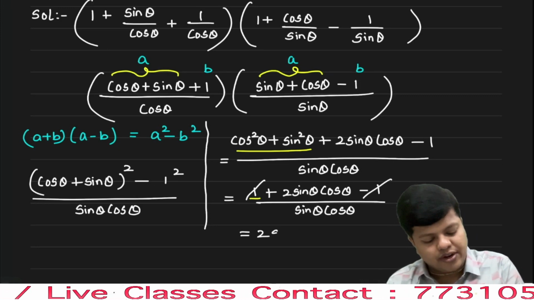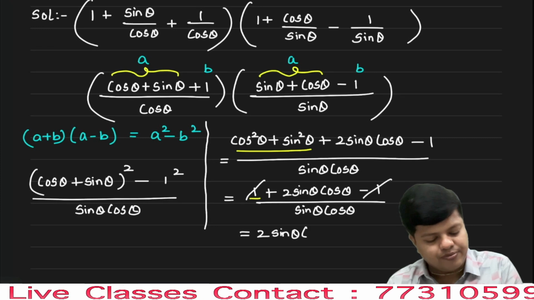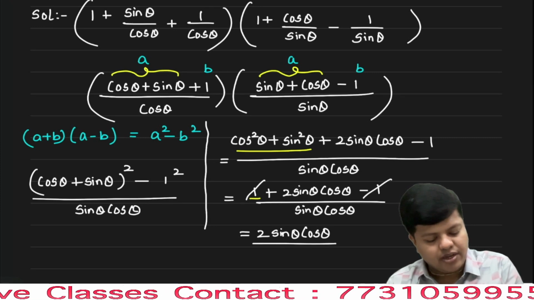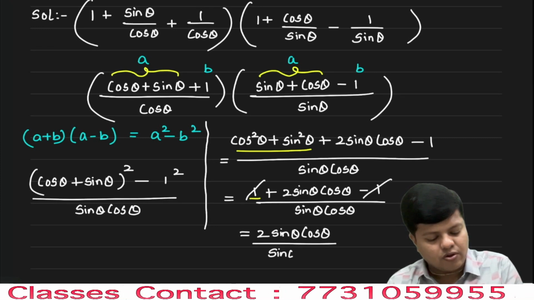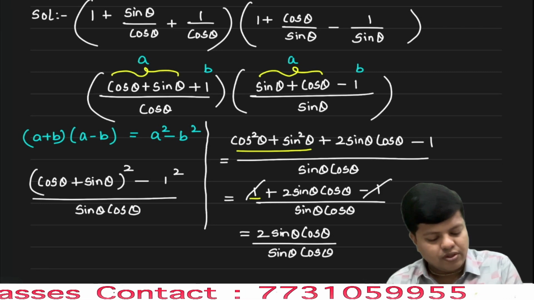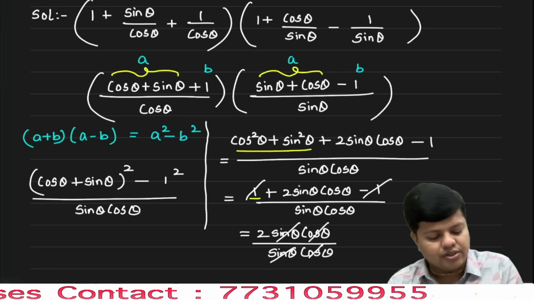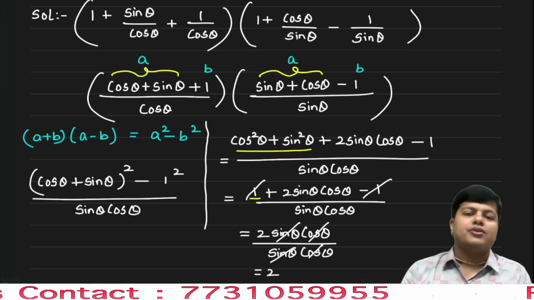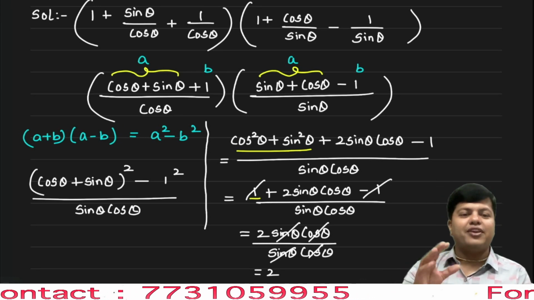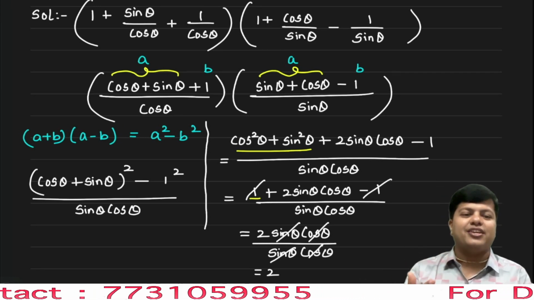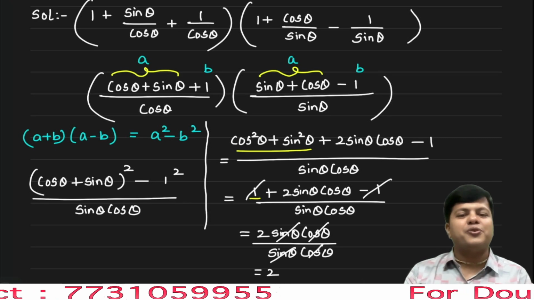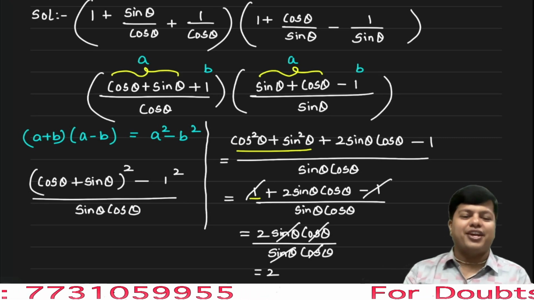In the next step you should do it, or else I'll do it for you. So 2 sin theta cos theta by sin theta cos theta, this will get cancelled. Answer is 2. Okay, so eliminate theta. Here also, did you get any answer in theta, in any trigonometric terms? No, theta eliminated. Answer is 2.